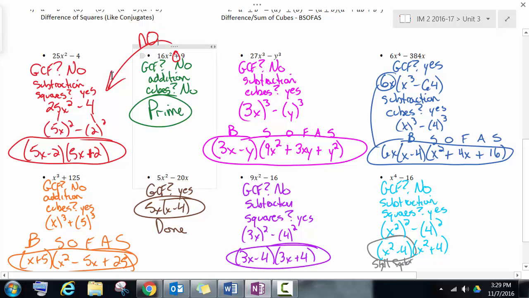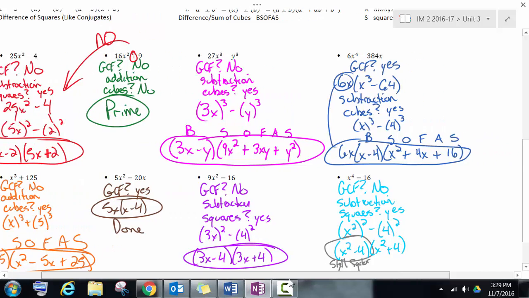If it was subtraction, then we could do a difference of squares. But difference of squares means it's subtraction of square numbers. And this was addition of square numbers. So not what we're looking for.